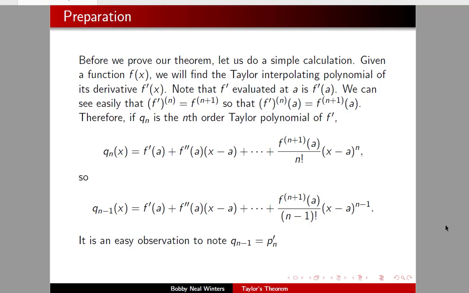Therefore, if q sub n is the nth order Taylor polynomial of f prime, q sub n is equal to f prime of a plus f double prime of a times (x minus a) plus dot dot dot plus the (n plus 1)st derivative of f evaluated at a divided by n factorial, all times (x minus a) to the nth. So if we take q sub n minus 1, it's everything but that last term. We'll just drop the last term and stop there. So it's an easy observation that q sub n minus 1 is equal to p sub n prime. Just go and calculate p sub n and take its derivative. They're the same thing.